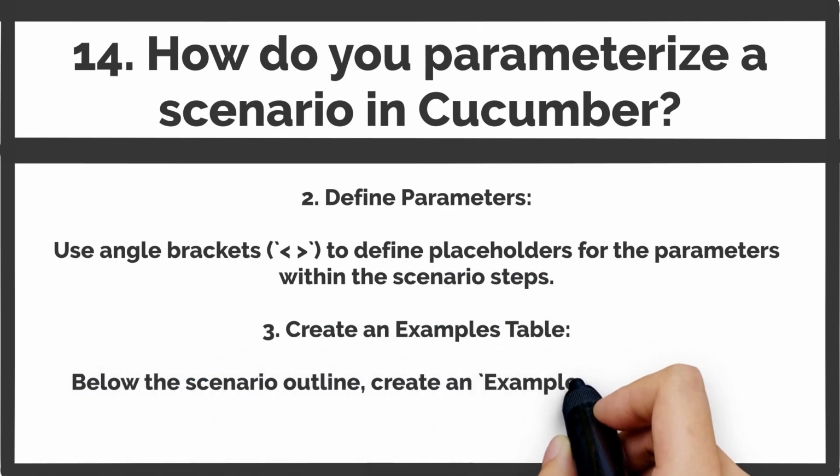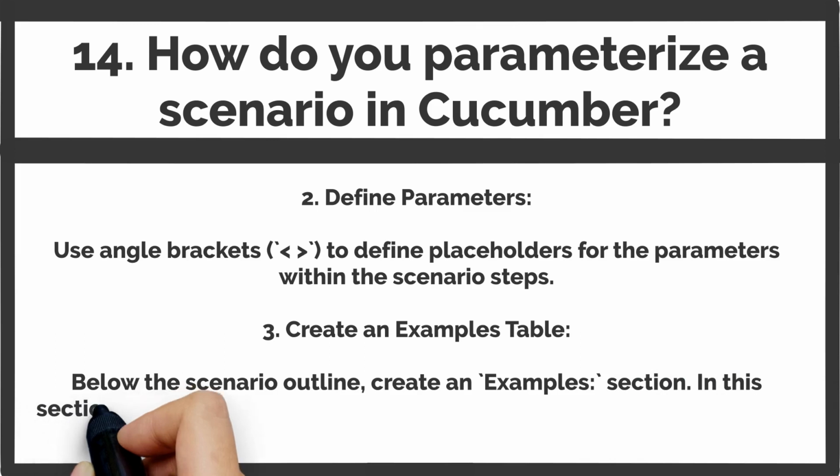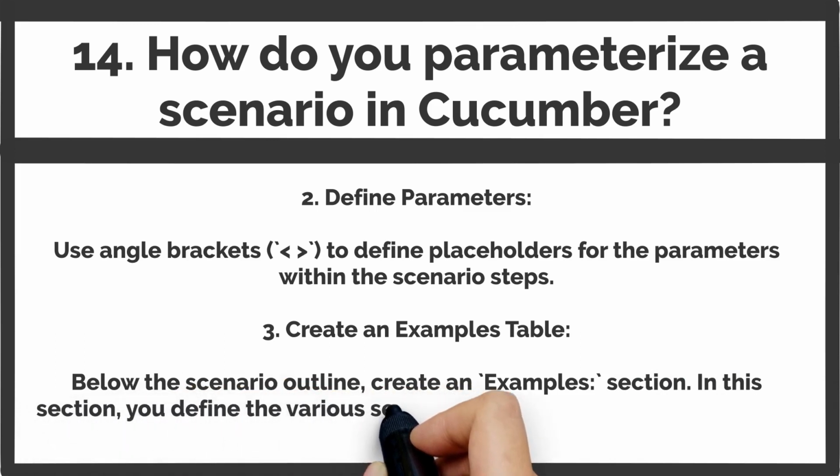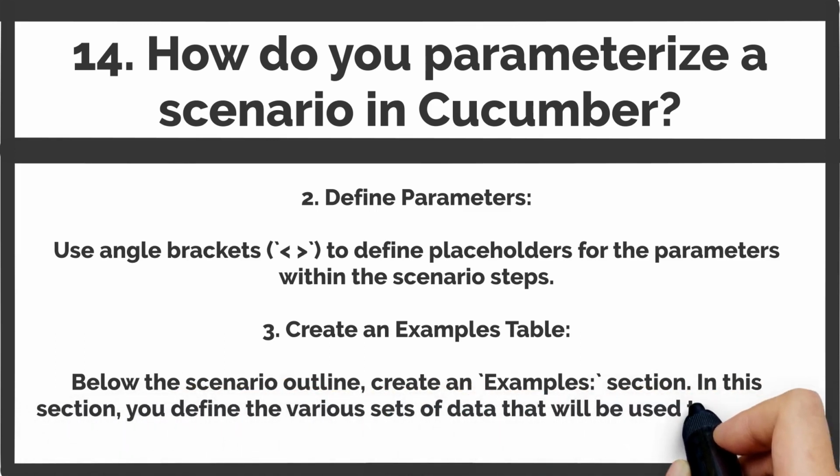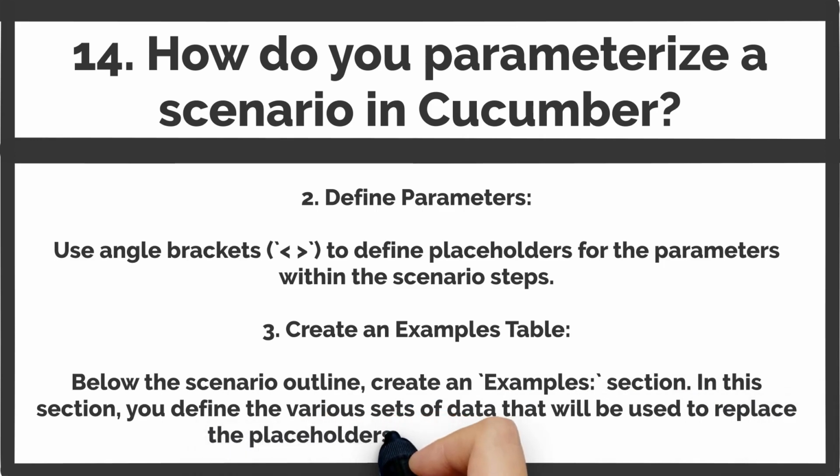3. Create an examples table. Below the scenario outline, create an examples section. In this section, you define the various sets of data that will be used to replace the placeholders in the scenario steps.